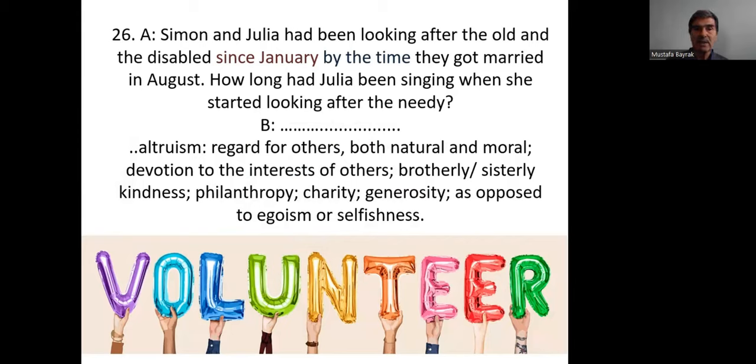Yes, so altruism is a good human behavior, attitude, or trait, quality. Altruism means regard for others, both natural and moral, devotion to the interest of others, brotherly, sisterly kindness, philanthropy, charity, generosity, as opposed to egoism or selfishness. Yes, philanthropy and altruism are the same. Yes, generosity, being altruistic, being philanthropic means being generous. Okay.